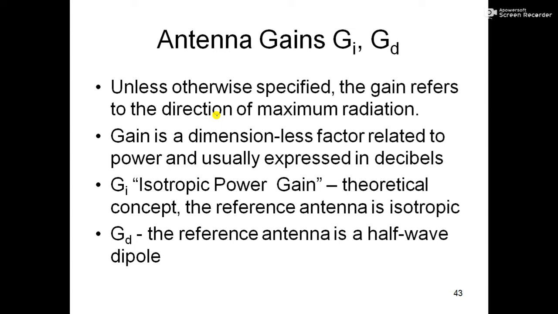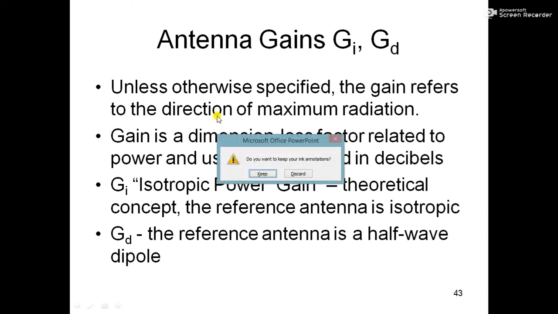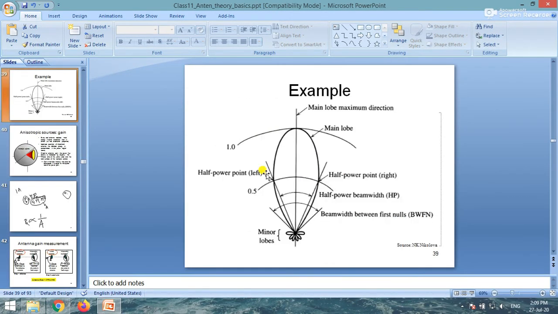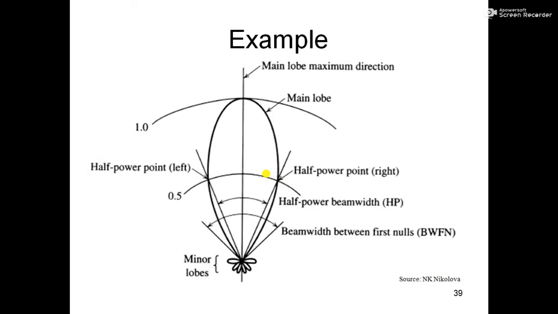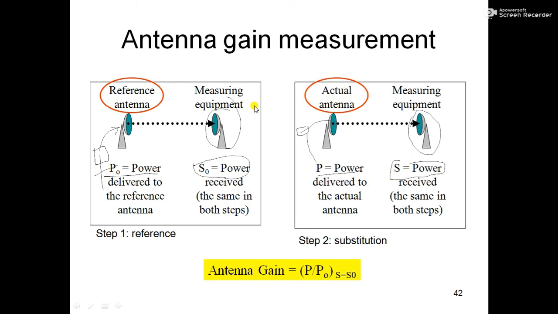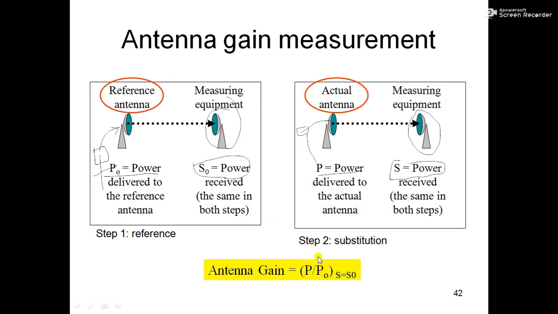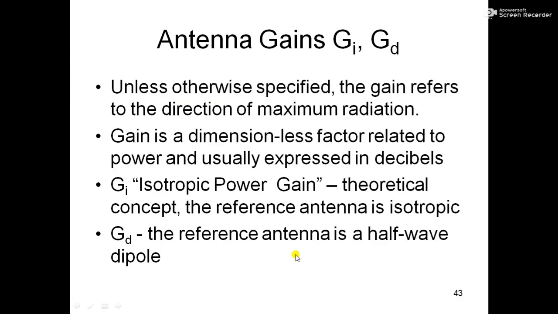So normally we say that the gain is in the direction of the maximum radiation. This is the direction in which you consider the gain. Now, gain is a dimensionless factor related to the power and usually expressed in decibels. Since this is a ratio of two powers, it has to be dimensionless.